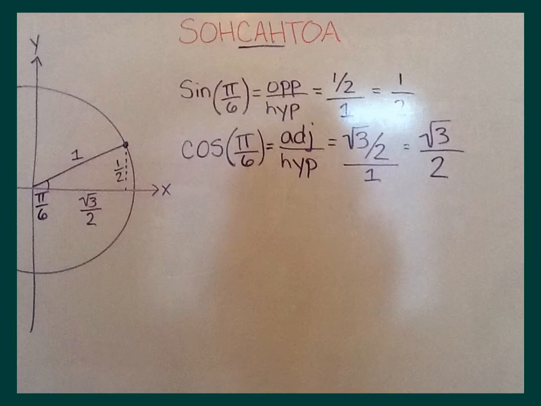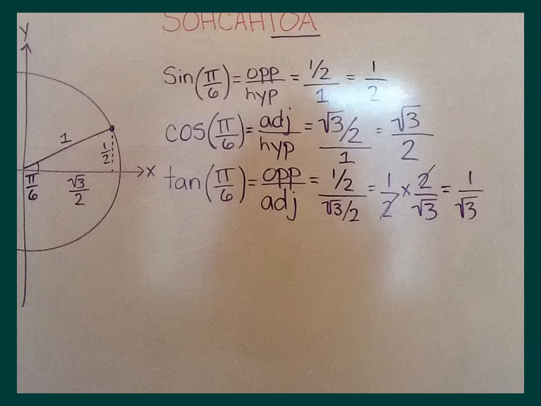To find the cosine of the angle pi over 6, I used SOHCAHTOA, which told me that I had to find the adjacent and the hypotenuse. If this is my angle pi over 6 down here, the adjacent value is root 3 over 2, and the hypotenuse is still 1. So I had root 3 over 2 divided by 1, which just gave me root 3 over 2.